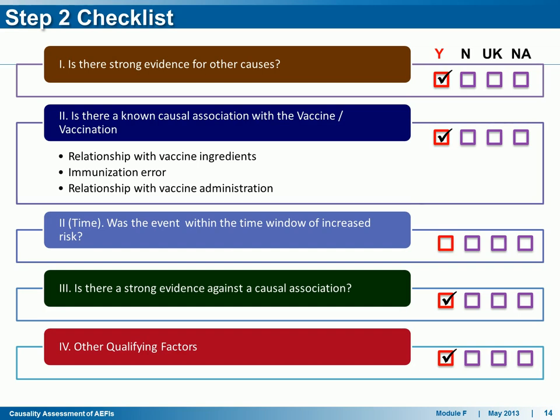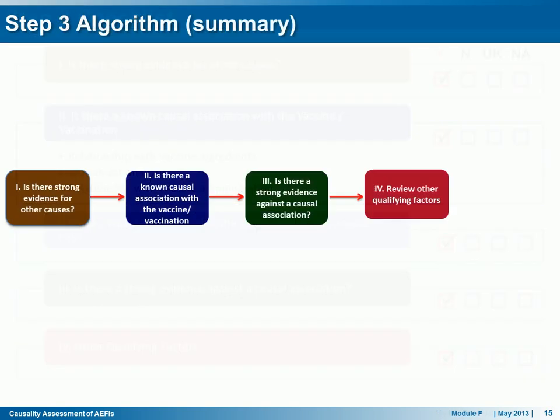Now, an interesting thing here is, if you get a yes response to any of the questions in section 2, it is also necessary to add one more extra question, and that is this question on time. Was the event within the time window of increased risk? And answer that as well. Now that we have completed step 2, let's go down to step 3, the algorithm.